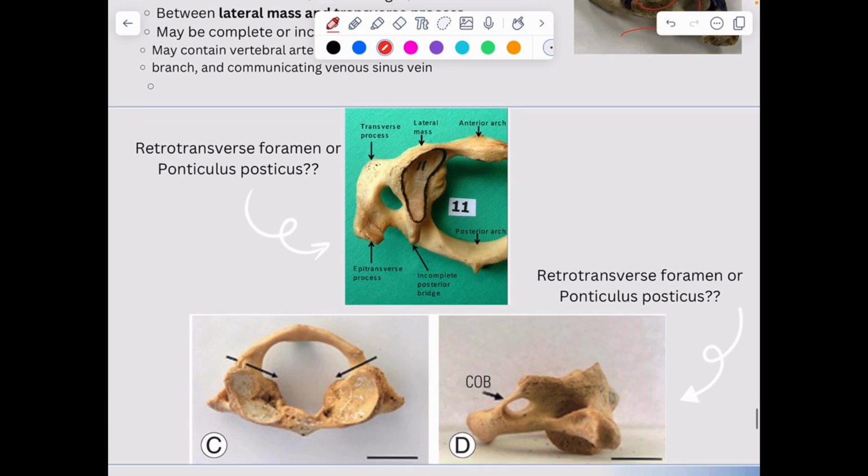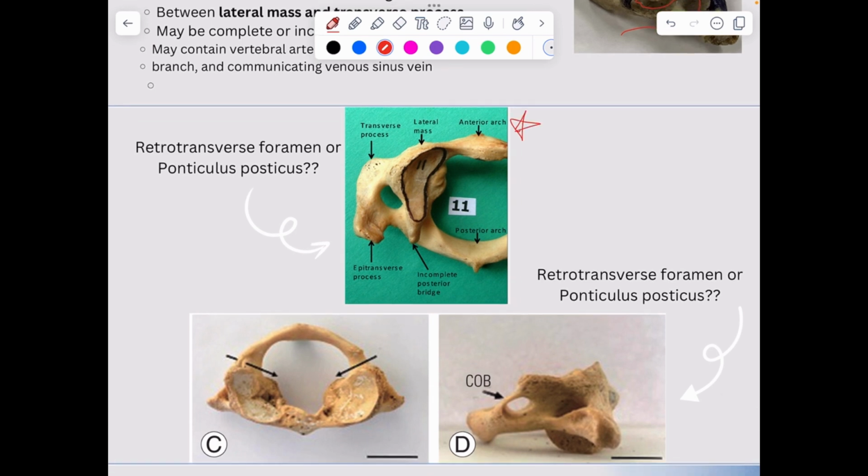So now looking at these pictures, this first one, do we think that that is the retrotransverse foramen or the ponticulus posticus? Well, let's look at where it's going to attach. So this is incomplete, but it's coming off the transverse process and it's coming off the lateral mass. So that would be our retrotransverse foramen.